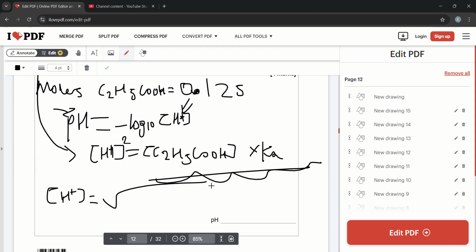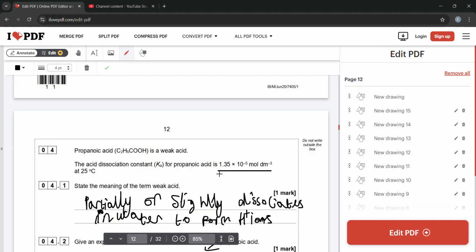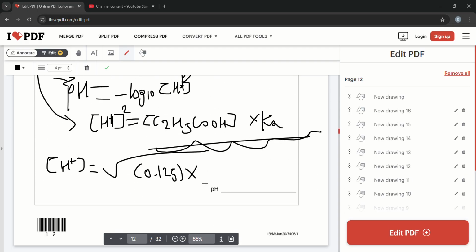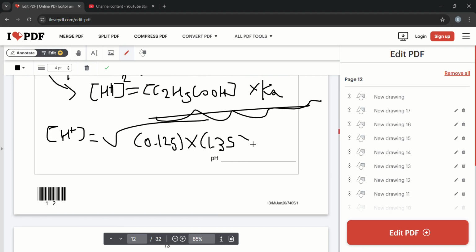So H plus squared is equal to this, therefore H plus is equal to the square root of C2H5COOH, which is 0.125, the moles we found at the beginning, times Ka, which is 1.35 times 10 to the power minus 5. Square root of 0.125 times 1.35 times 10 to the power minus 5 gives 1.299 times 10 to the power minus 3.